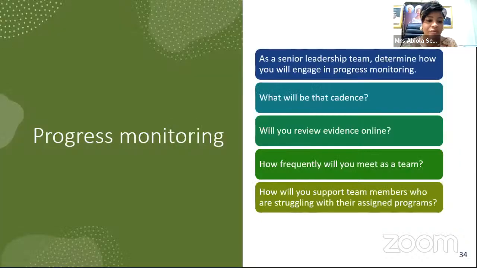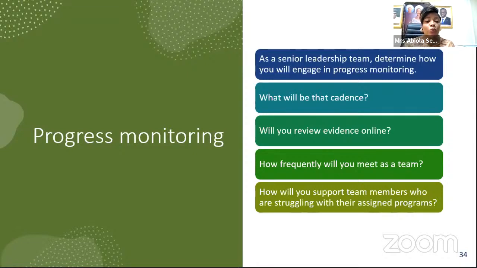Next slide. So how are we able to monitor progress, right? As a senior leadership team, determine how you will engage in progress monitoring. So OEQA will come to your school, at least for whole school evaluation. We do that once every 3 years, but so much would have happened within that 3 years, right? And in schools that need us more, we go to those schools more often, some even as much as on a monthly basis, right? But even at that, you need to take ownership over the progress of your school, and how you are able to monitor that progress.